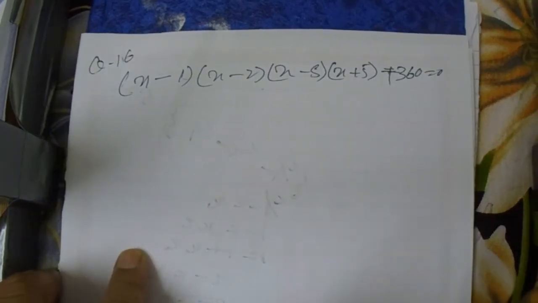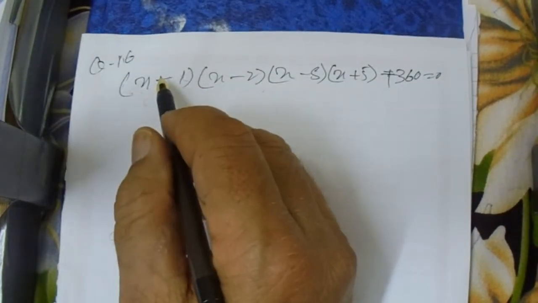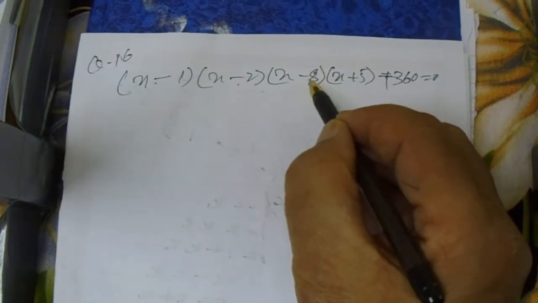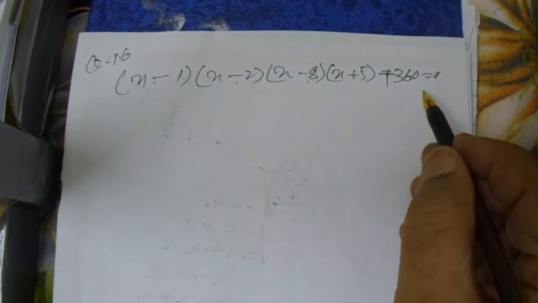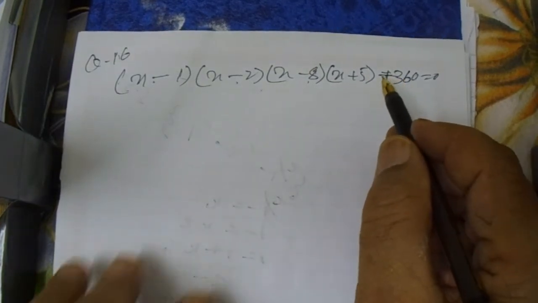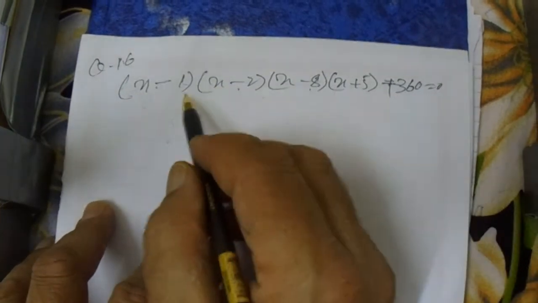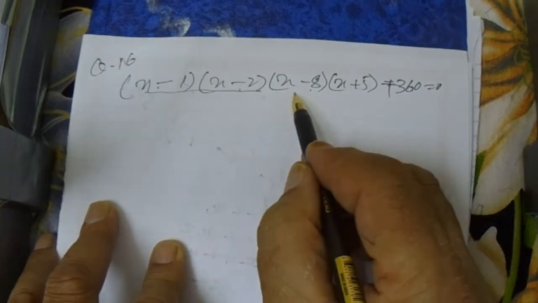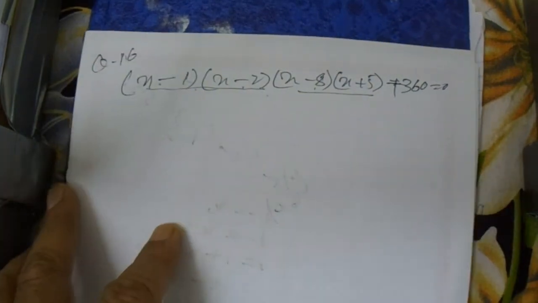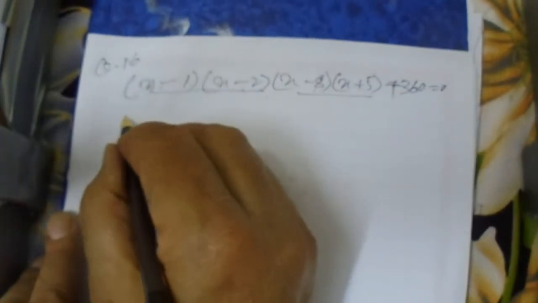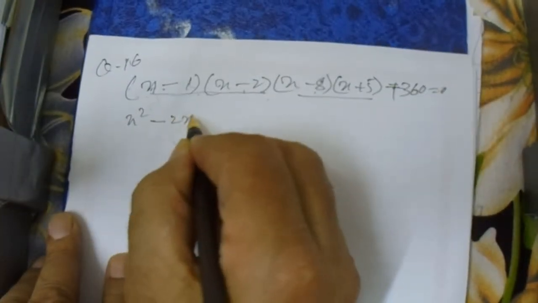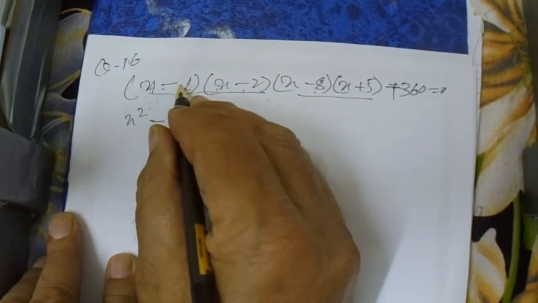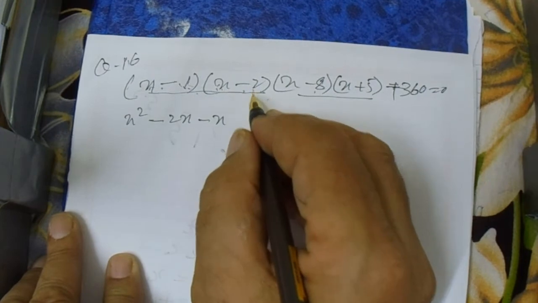We solve question number 16: x minus 1, x minus 2, and x minus 8, and x plus 5, and plus 360 is equal to 0. Now we arrange the factors of this, multiply this pair and this pair. This multiplied with this, we get x square and minus 2x, and minus multiplied with this, minus 1x or minus x, and minus 1 multiplied by minus 2, we get plus 2.